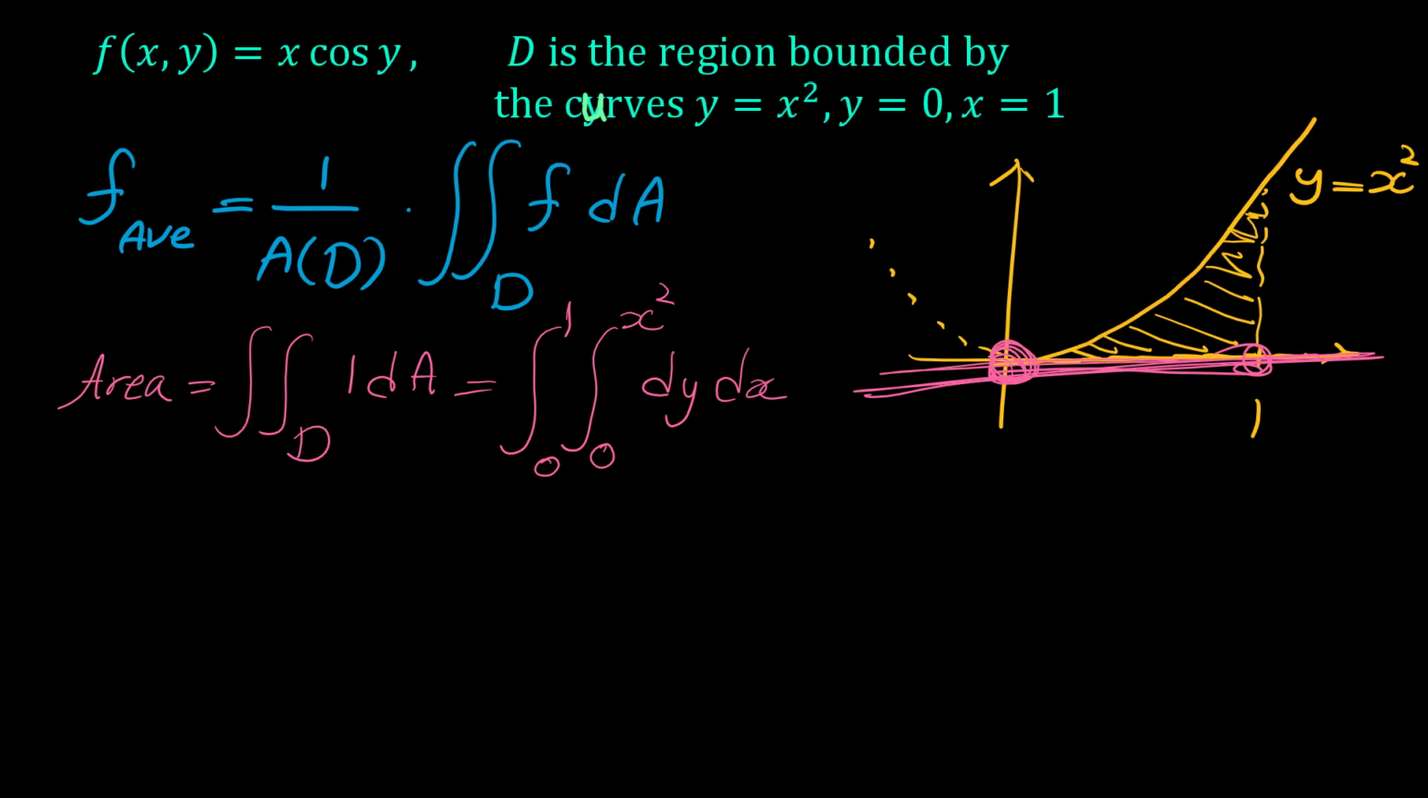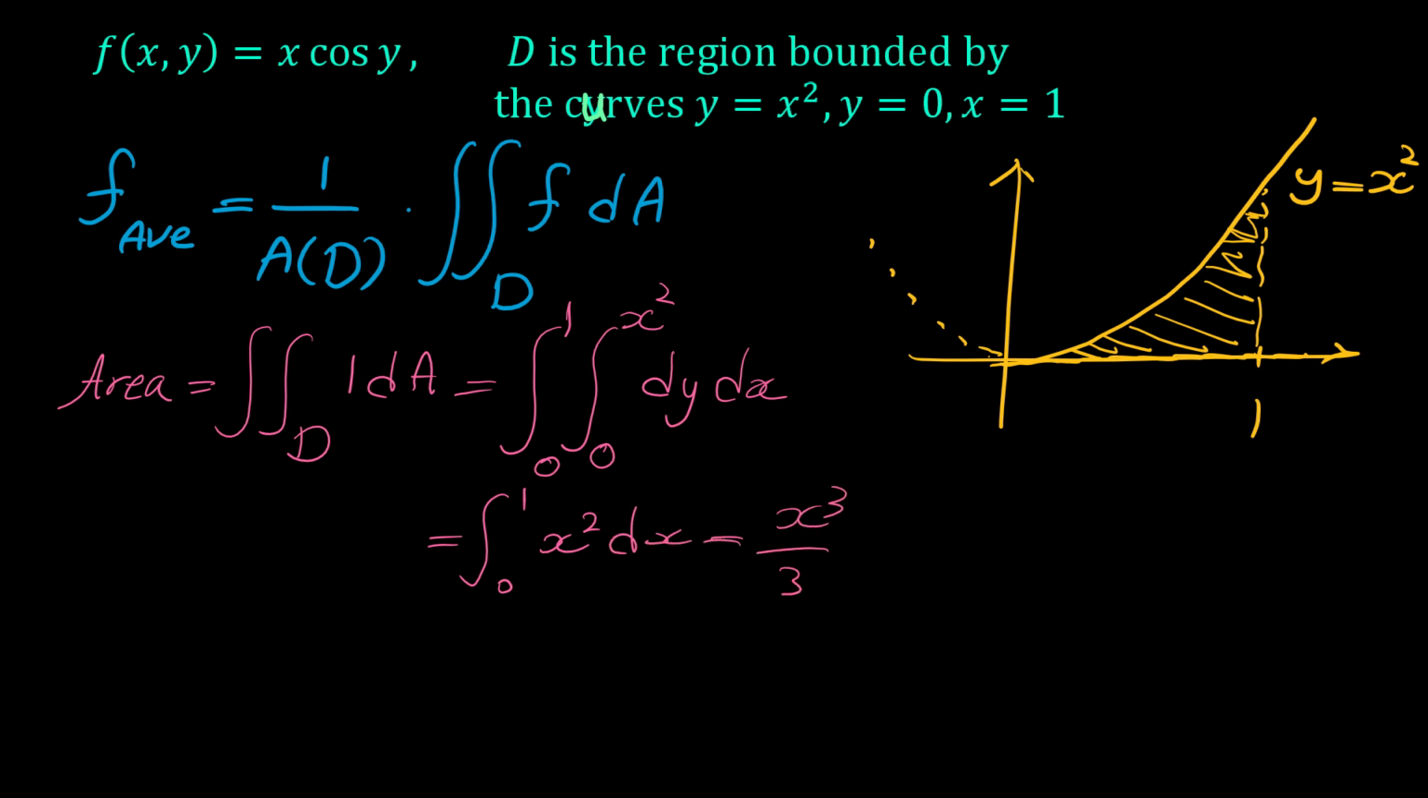Now we have to find the double integral. Integral of dy is y. So this equals integral 0 to 1 of dy is y. We plug in x to the 2 for y, so we have only x to the 2 dx. Integral of x to the 2 is x to the 3 over 3, 0 to 1, so the answer is 1/3. So area of this region here is 1/3.